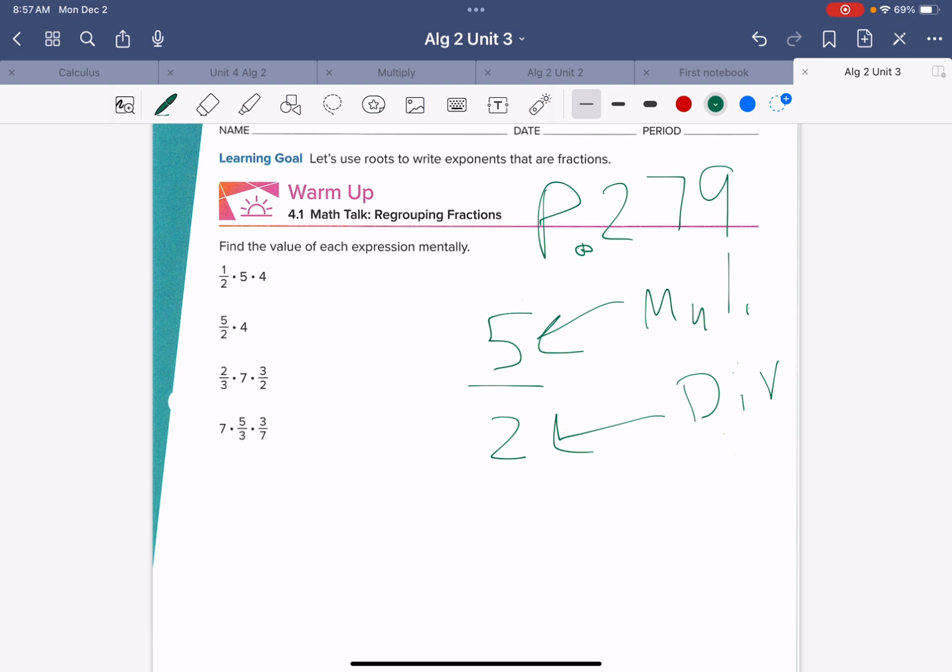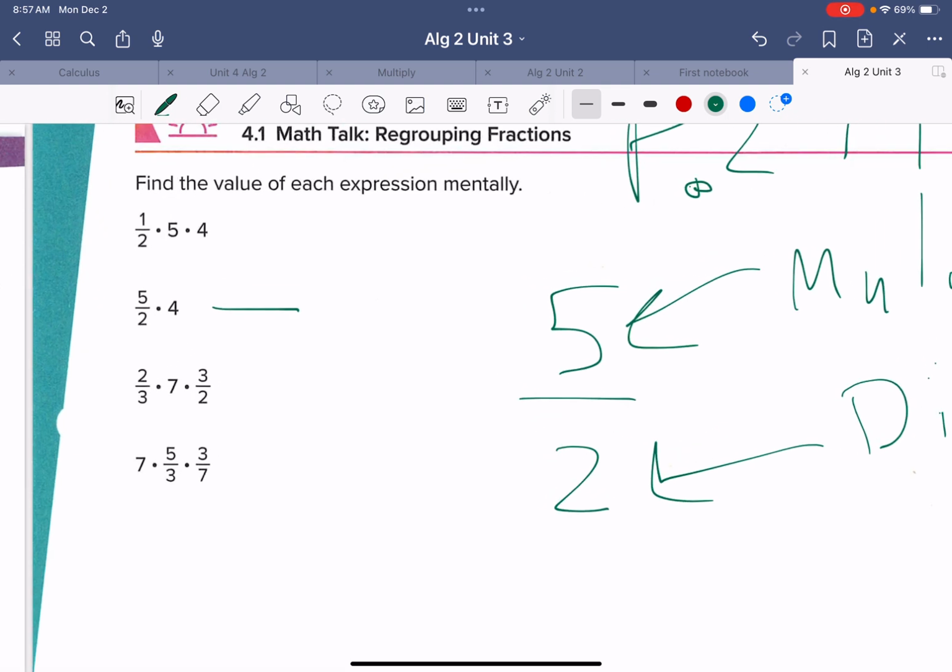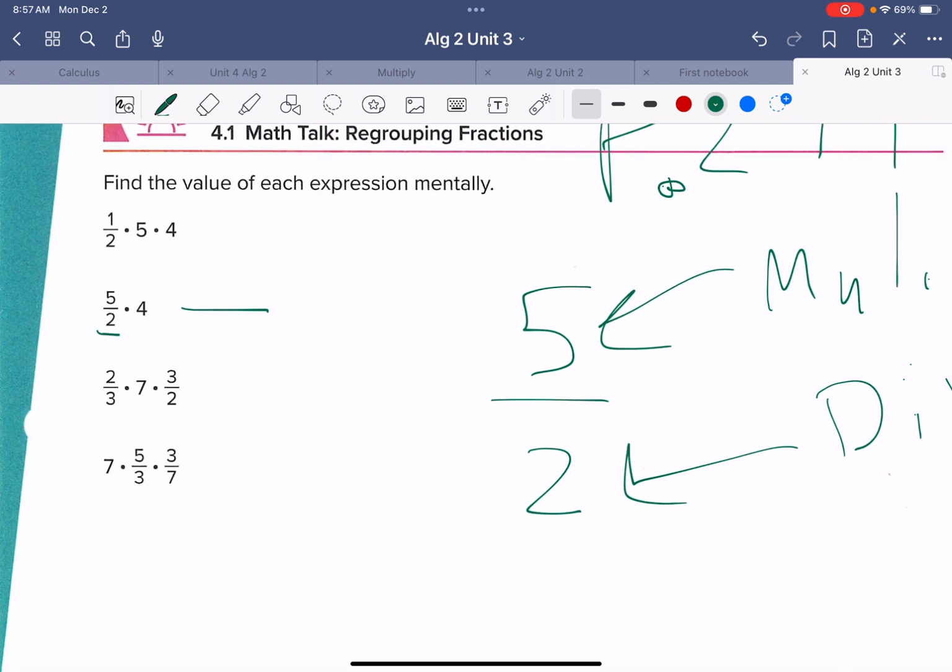So you're multiplying by 5, dividing by 2. You can do those either way. You can divide by 2 and then multiply by 5, or you can multiply by 5 and then divide by 2, and you'll get the same answer either way. So that leads us to this one right here. Dividing by 2 into the 4 would be 2. So if we divide the 2 into the 4, we would get 2, and then you would have 2 times the 5, which would be an answer of 10.